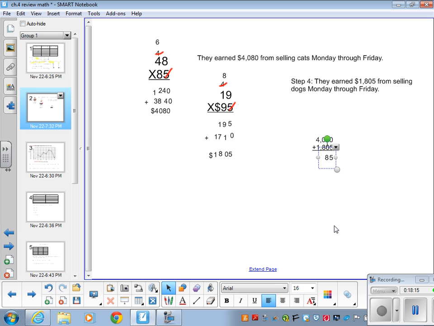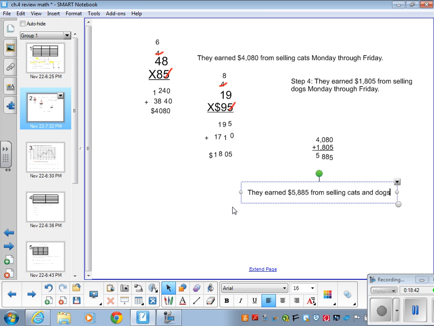0 plus 8 is 8. And 4 plus 1 is 5. Ooh, how much money did they earn from selling dogs and cats Monday through Thursday? They earned $5,885 from selling cats and dogs Monday through Friday.